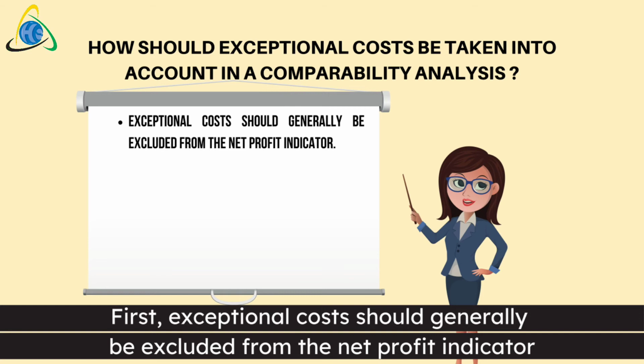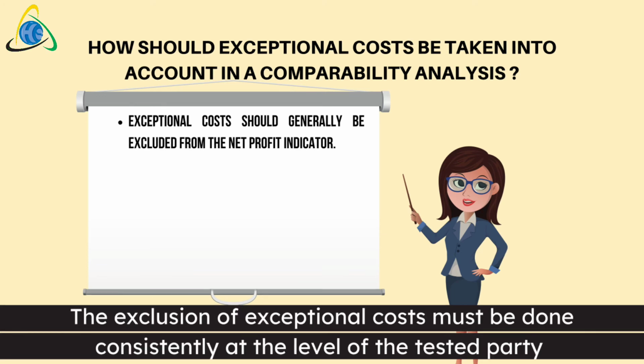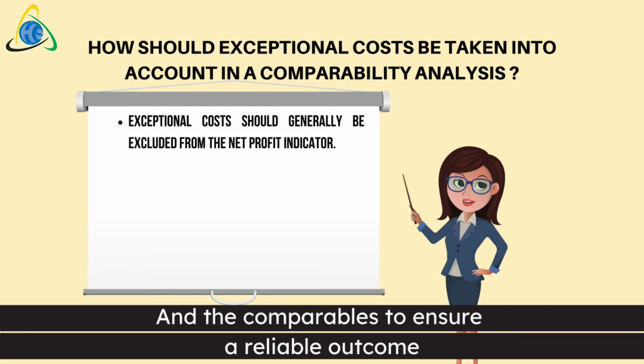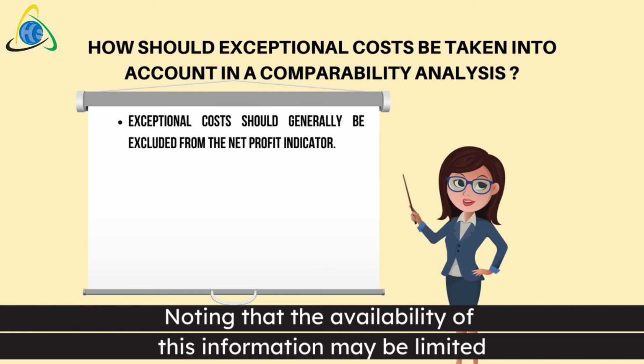Next slide. How should exceptional costs be taken into account in a comparability analysis? First, exceptional costs should generally be excluded from the net profit indicator. The exclusion of exceptional costs must be done consistently at the level of the tested party and the comparables to ensure a reliable outcome, noting that the availability of this information may be limited.